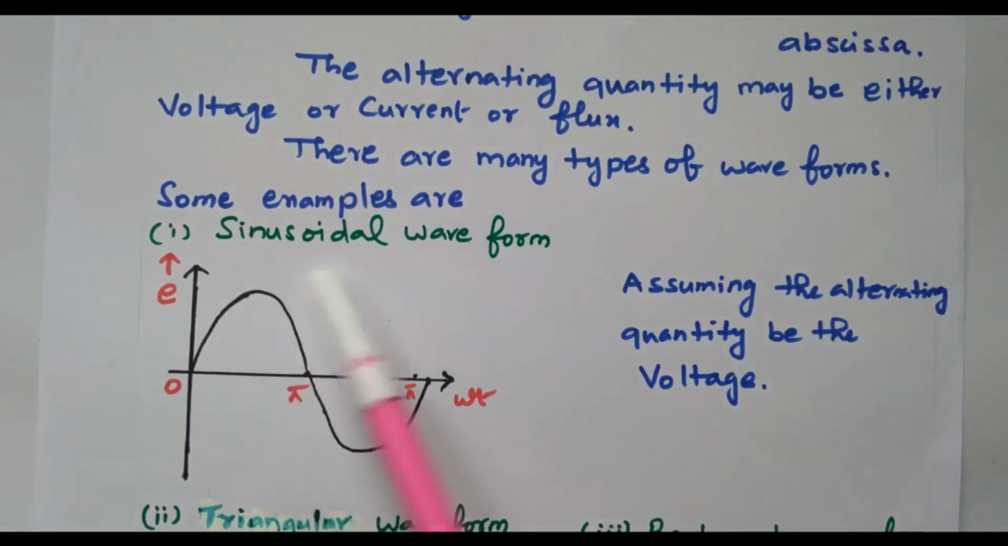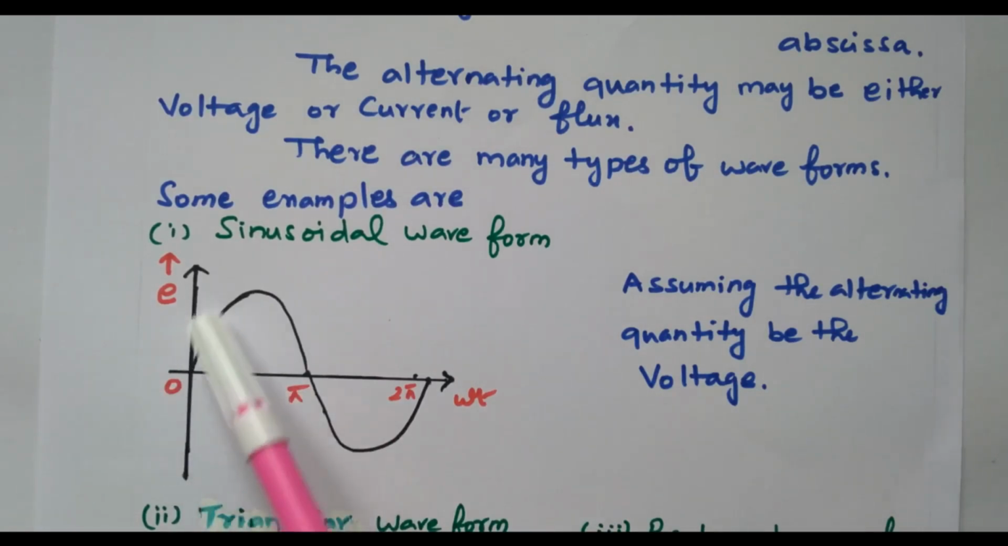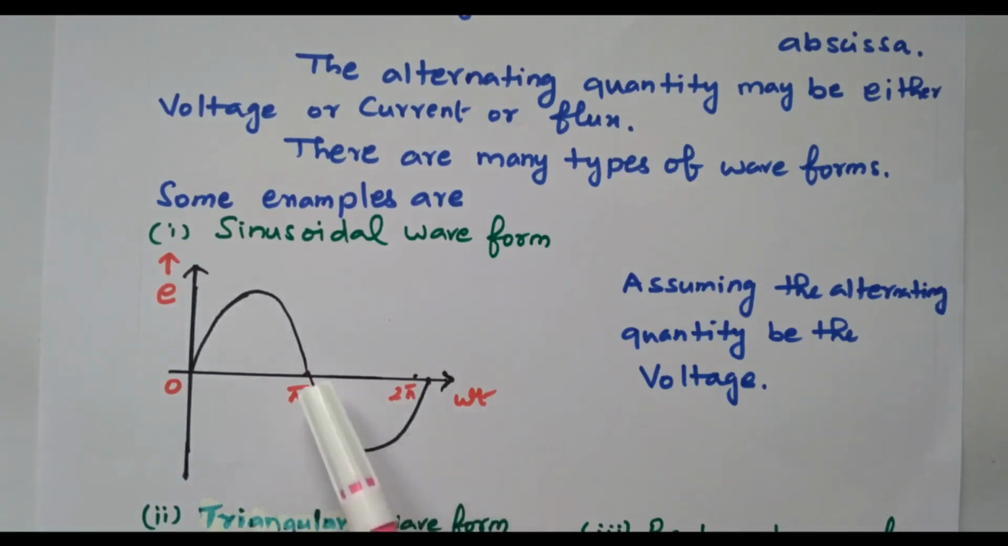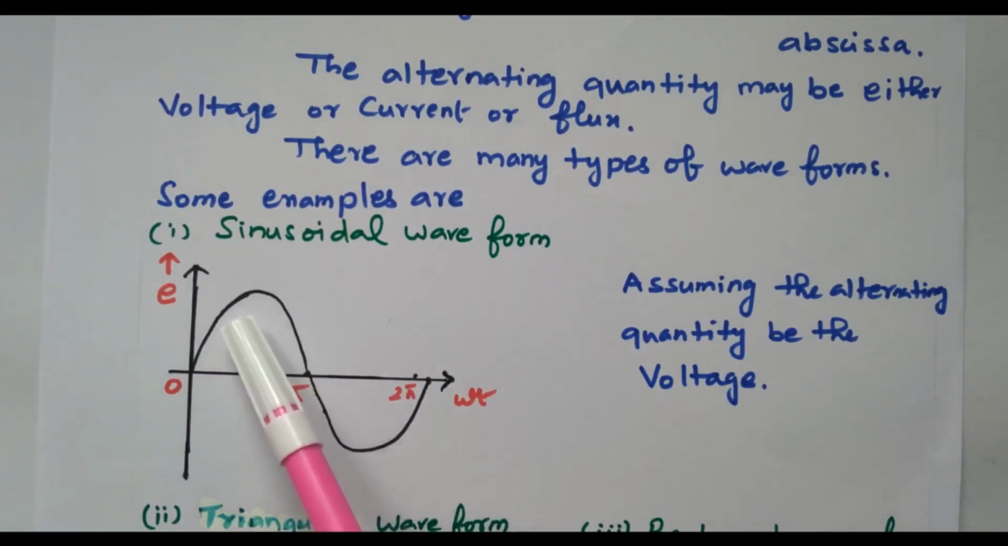First we will see the sinusoidal waveform, sine waveform. So this is a graph drawn between time and voltage. You see that from 0 to pi the voltage is positive. From pi to 2 pi the voltage is negative. So we have positive cycle and negative cycle, alternate. The voltage alternates between positive and negative.